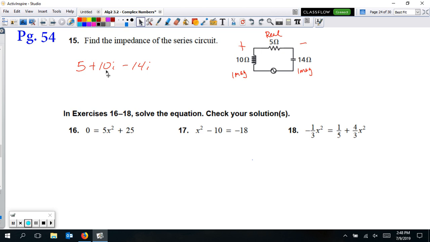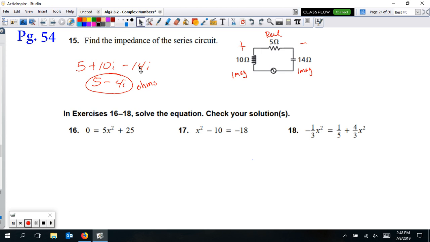So we just got to combine like terms here with the i's. If I take 10 away from 14, that's negative 4. So we're going to see a 5 minus 4i, and we would just want to label that with ohms. We can just say, okay, it's in ohms. So that's our answer there, 5 minus 4i ohms. That's all that's talking about.